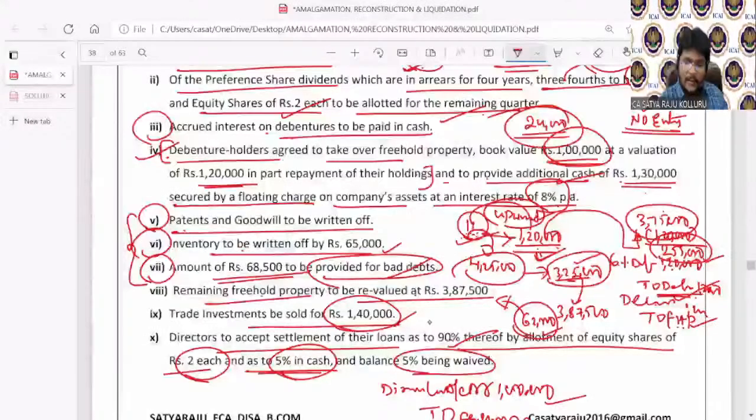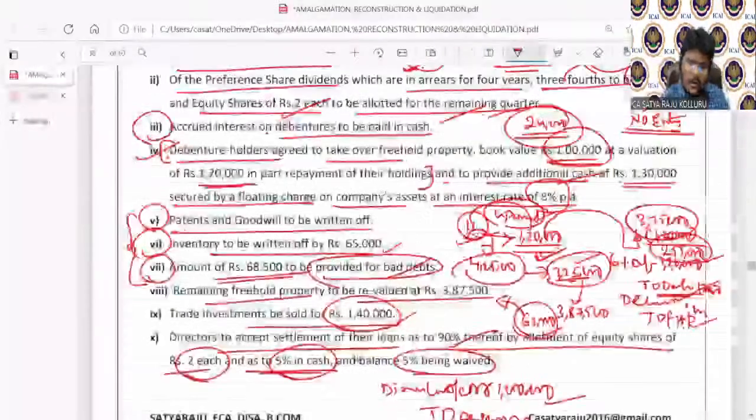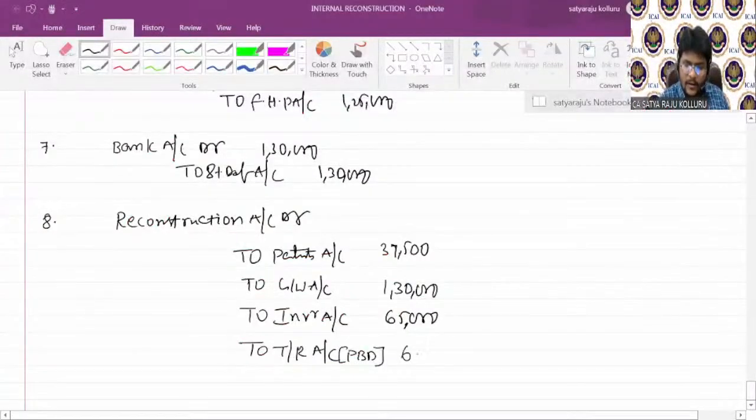What is the other one? PBD to trade receivable account. In bracket, if you want, you can mention which is a provision for bad debts. How much, guys? 68,500. Now you can make it total here.